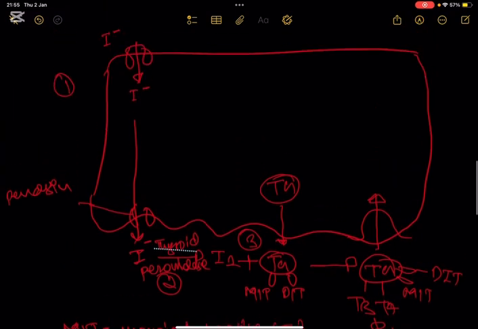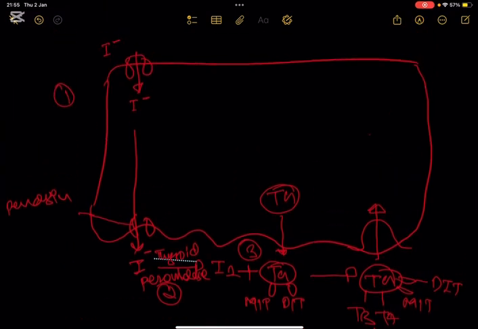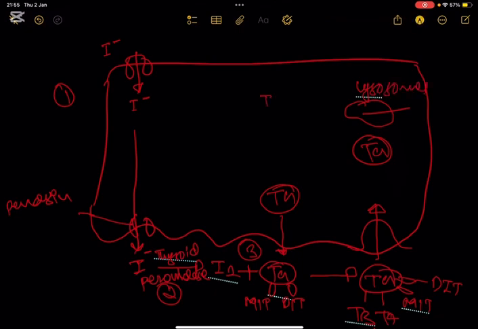this colloid enters our follicular cells, and there is presence of lysosomes. So with the help of lysosomal enzymes, the T3 and T4 are released in the follicular cells. MIT as well as DIT are also released.